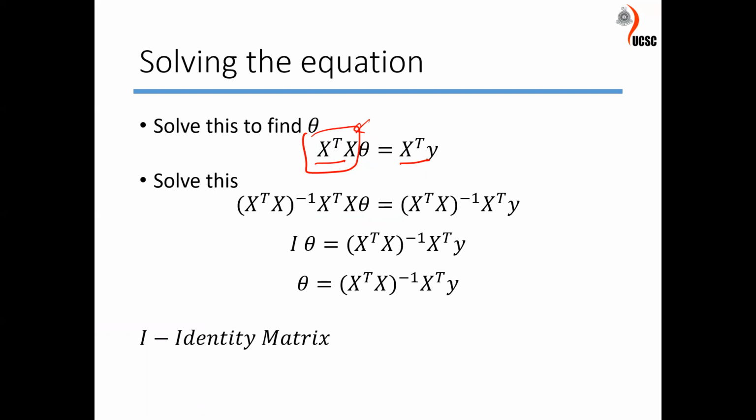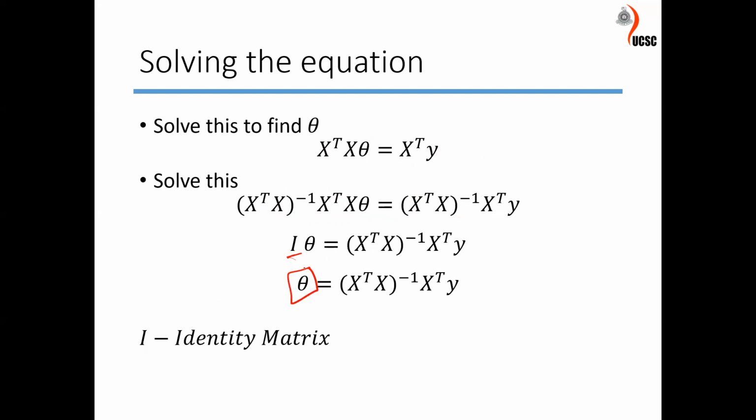The basic idea is it's like the number 1, right? If you multiply something with the identity matrix, that gives the same matrix. So now we multiply with the X transpose X inverse. That will remove our X transpose X part. Then additionally it will add this X transpose X inverse to the other side. But on the left side we have only the theta. So I is the identity matrix. If we multiply anything with the identity matrix, that gives the same matrix.